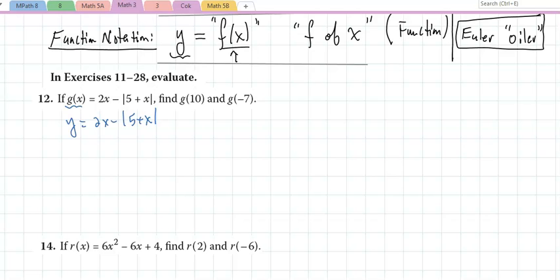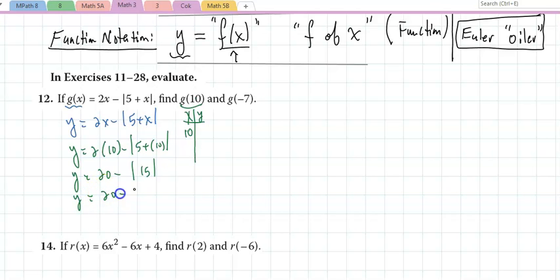When they say find g of 10, they're really saying if this is x, this is y, find y when x equals 10. Literally, wouldn't you say in this case y will equal 2, in place of x, wouldn't you put a 10 there? And you would apply order of operations. And the absolute value of 15 is 15. And 20 minus 15 is a 5.